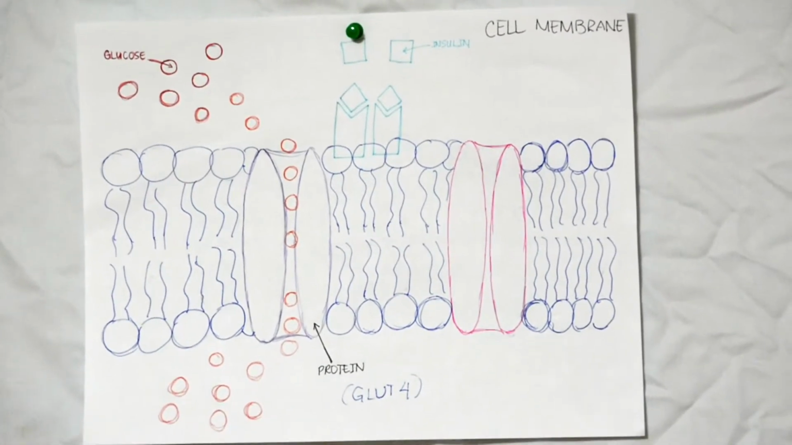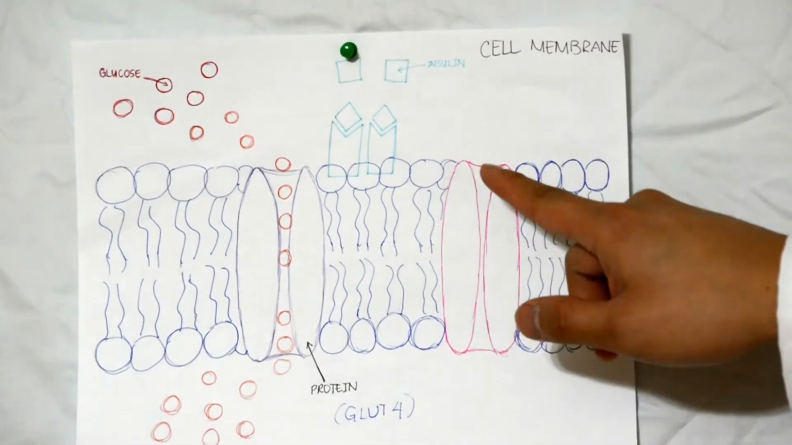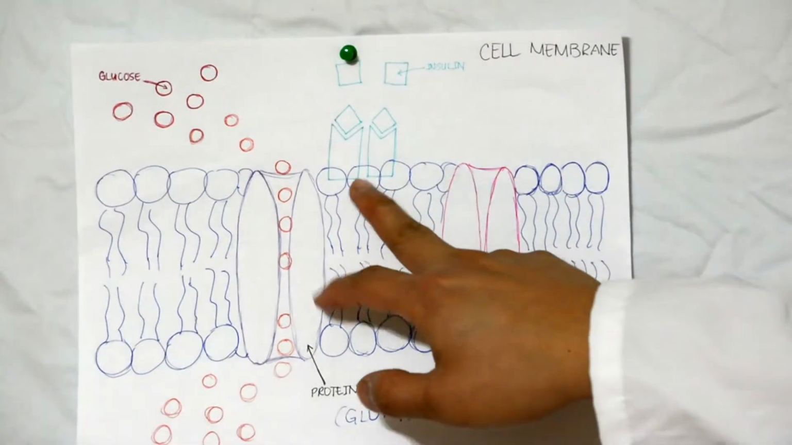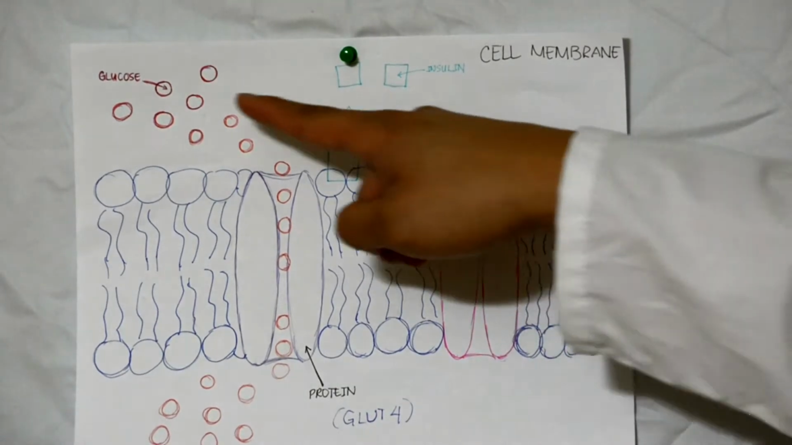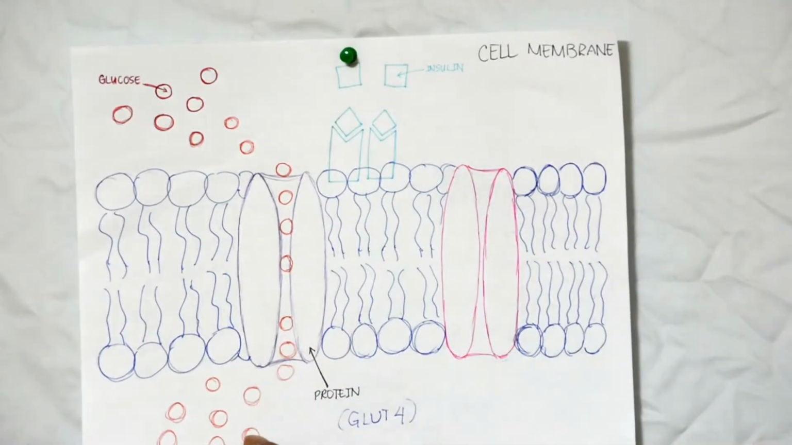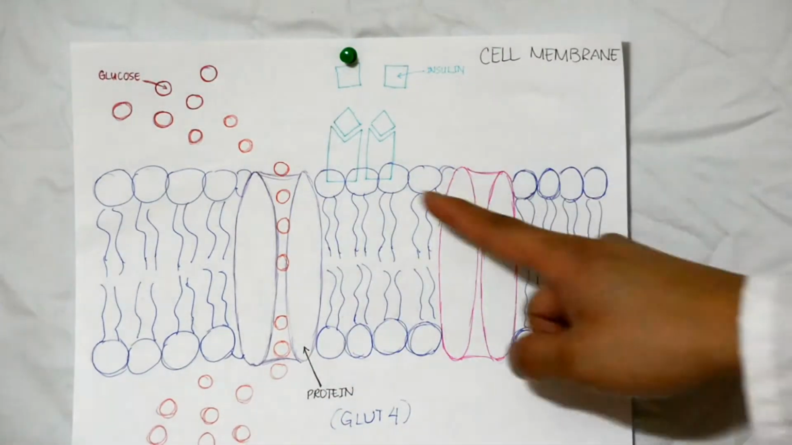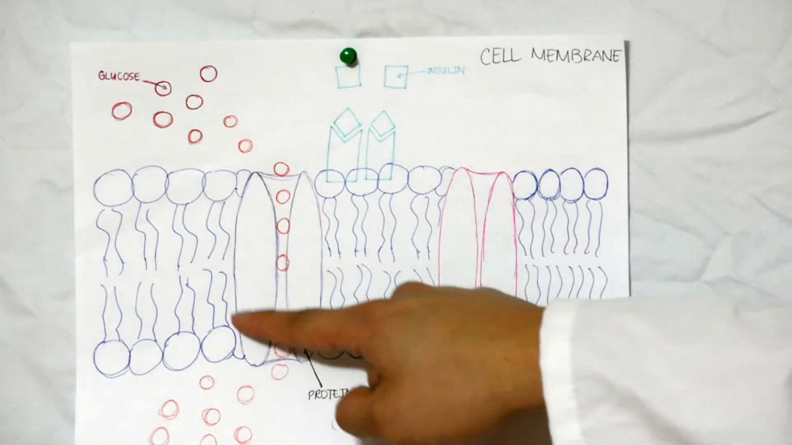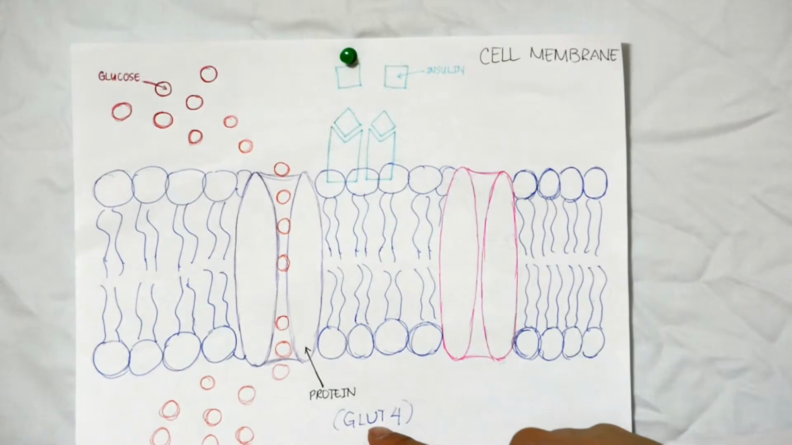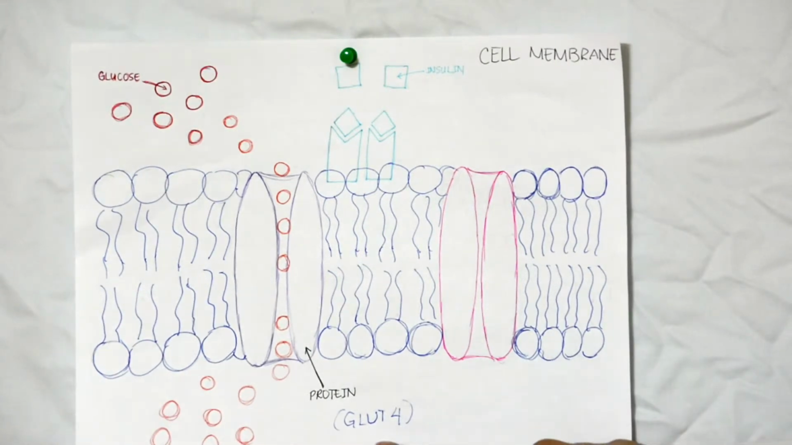So here is our diagram of the cell membrane. And here are the insulin receptors embedded in the cell membrane, which insulin binds to so that the glucose will get into the cell. But because of the impermeability of the cell membrane, the glucose needs a specialized protein. It is called GLUT4. GLUT4 is an insulin-dependent protein which is mostly found in skeletal muscles and adipose tissue.